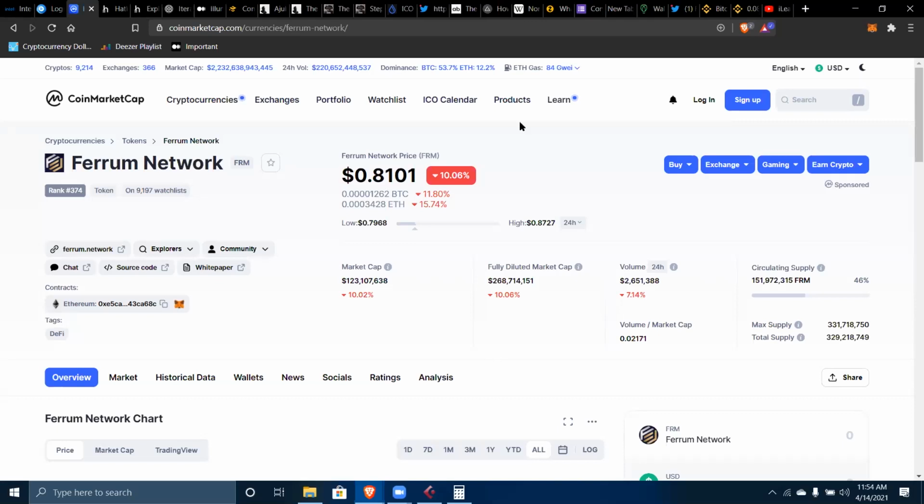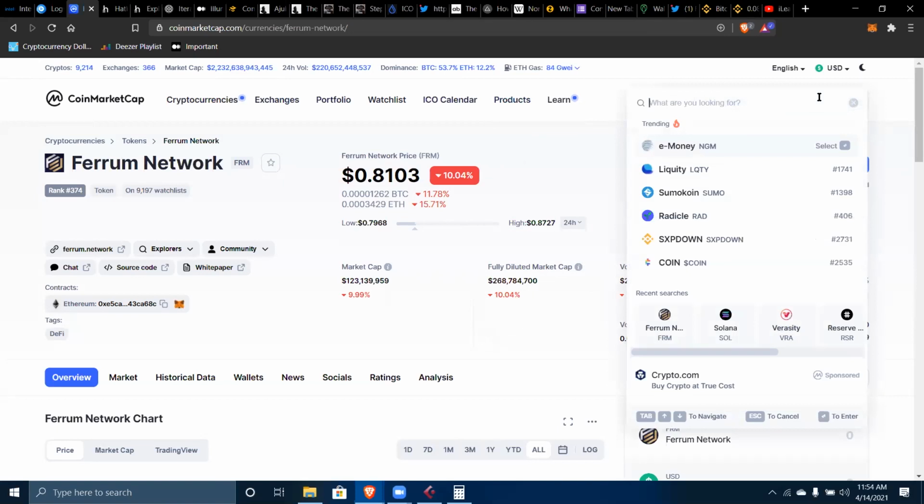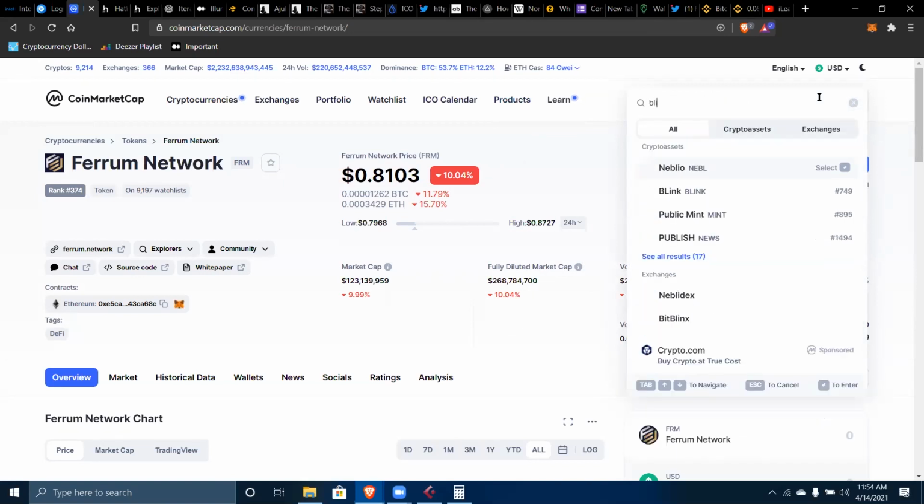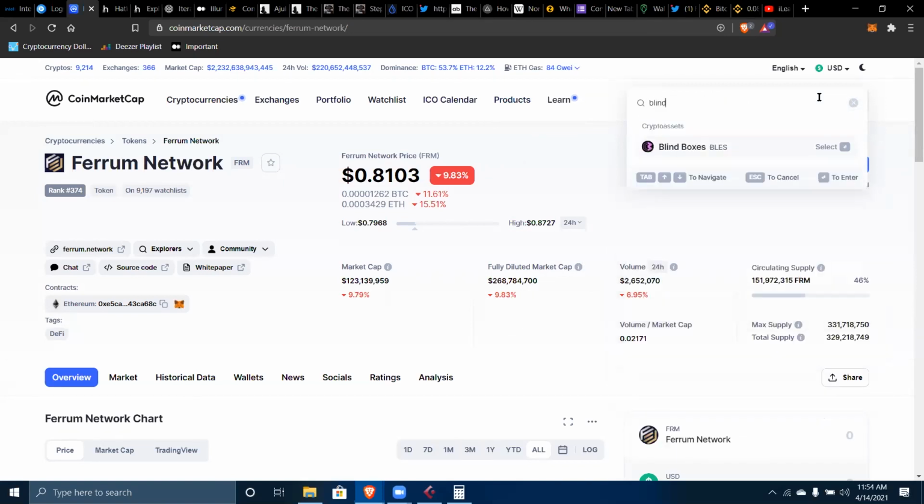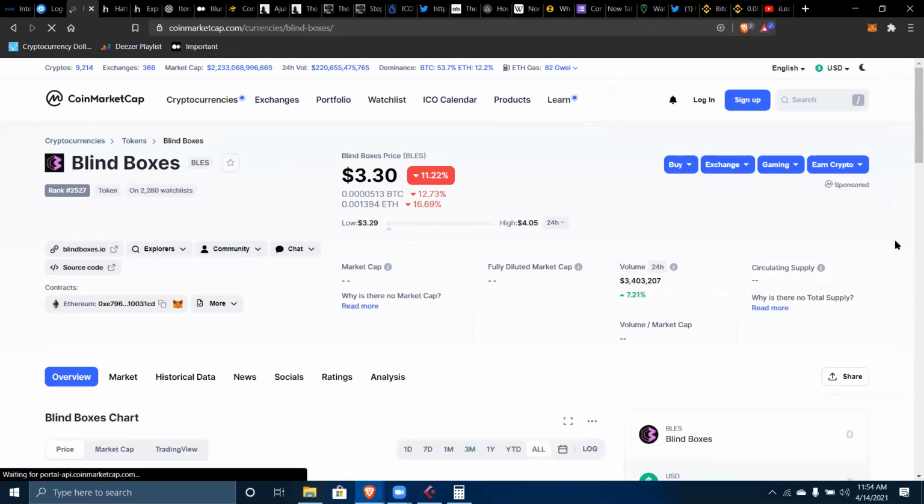So, like I said, this is not investment advice. This is not me recommending any coin for you to buy. Just do with this information what you may, and it's just out there. And blind boxes. I should not call this one, but it's fine. I won't say anything about blind boxes. So that is the end.